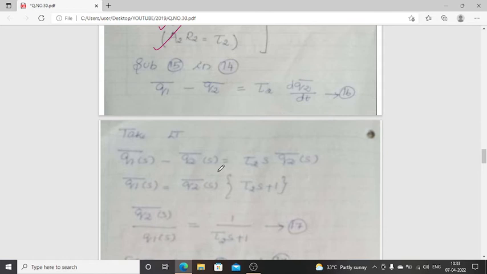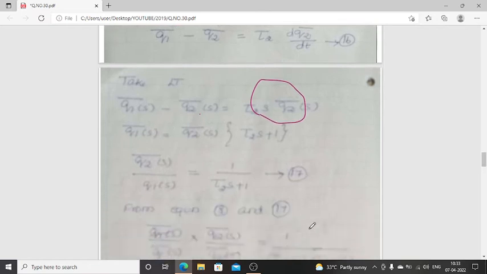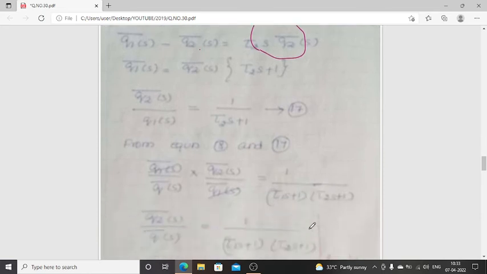Next step, we should take the Laplace transform. Q1 bar goes to Q1 bar of S, Q2 bar goes to Q2 bar of S. So here the right hand side is tau 2 S Q2 bar of S, since the Laplace transform of dQ2 bar divided by dt is equal to S into Q2 bar of S. From this, rearranging the expression, finally we get Q2 bar of S divided by Q1 bar of S is equal to 1 by tau 2 S plus 1. That is the 17th expression.